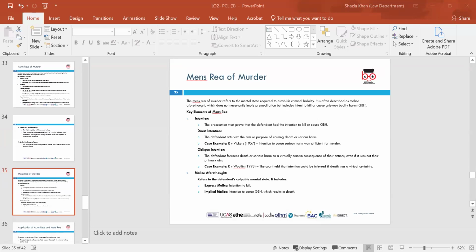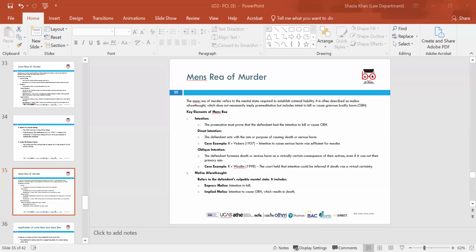The mens rea of murder refers to the mental state required to establish criminal liability. So it would look at the intention to kill or cause GBH, and it would be the guilty mind. So it's a mental element of crime and the guilty intention to cause criminal result. And here we'd look at the key elements of mens rea, which are intention, which looks at the prosecution must prove that the defendant had the intention to kill or cause GBH.